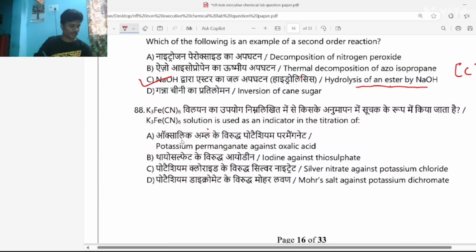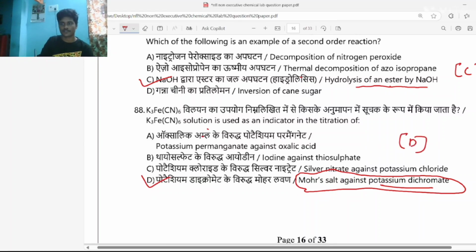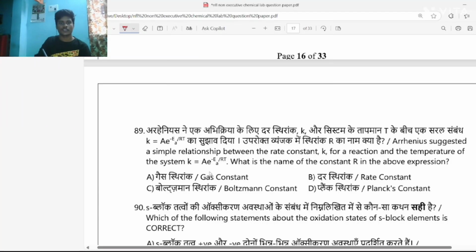Next question. Arrhenius suggested a simple relation k = A e^(-Ea/RT). What is the name of the R? Very easy question. R represents what? Universal gas constant, right? Option A is the correct answer. Very easy question.